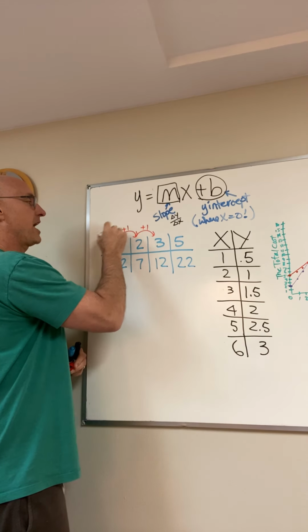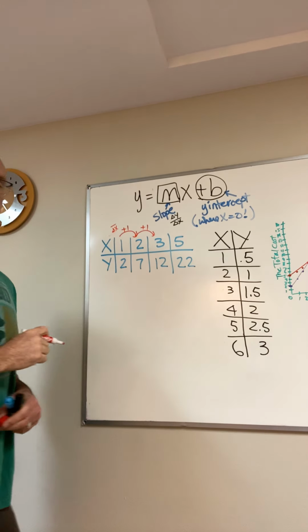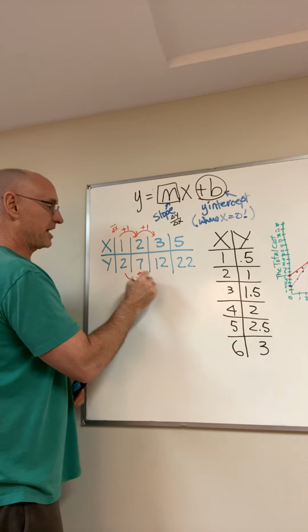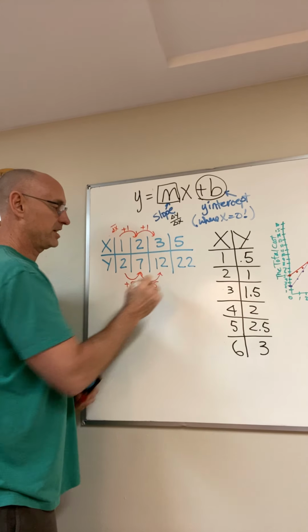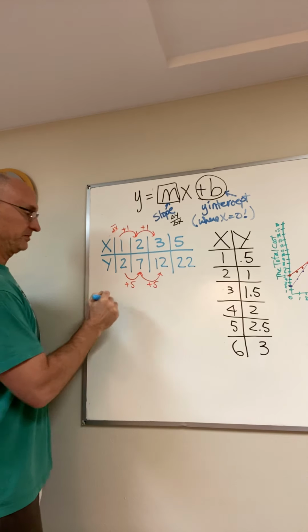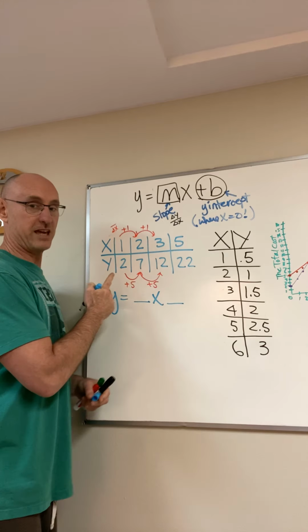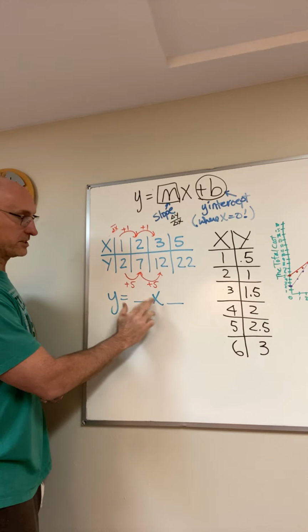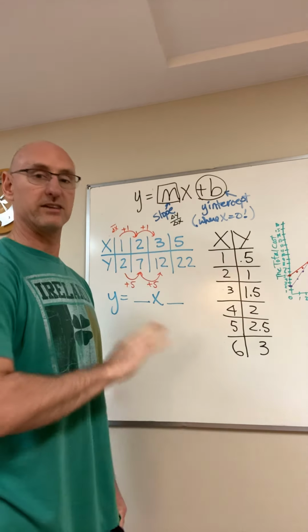That's your change in x, that's what goes on the bottom of your slope. And then here, your y from 2 to 7 and 7 to 12, see how that goes up plus 5 each time? Well, now we can start writing the y equals mx plus b for this table. We can start writing the equation. In the equation, the y, the equals, and the x are always there. You put that down, you get half credit right there.